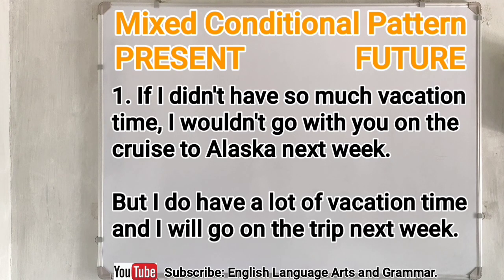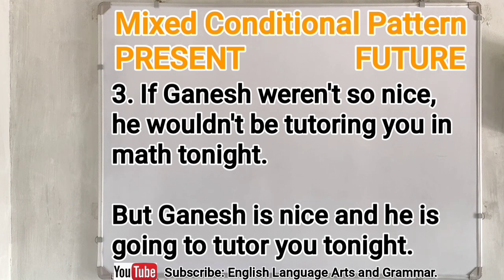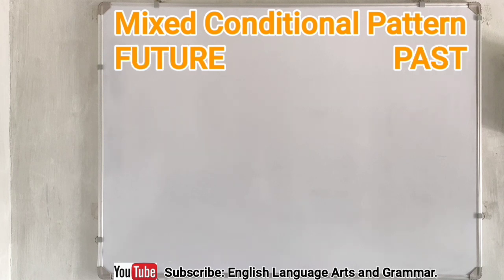Example 1. If I did not have so much vacation time, I wouldn't go with you on the cruise to Alaska next week. Example 2. If Srinivas were more creative, the company would send him to New York to work on the advertising campaign. If Ganesh weren't so nice, he wouldn't be tutoring you in math tonight. Some examples by using future and past.